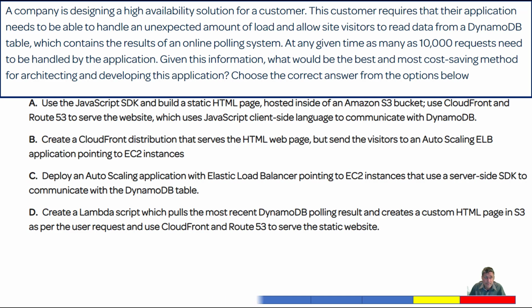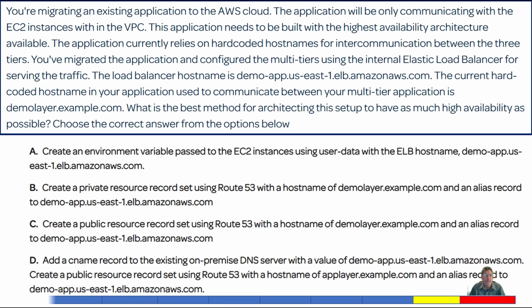Use JavaScript with static HTML inside of the S3 bucket. Use CloudFront and S3 to serve the website, and then JavaScript. Create CloudFront with HTML and use auto scaling EC2, and a Lambda script. So in this case, because the polling system would be a lot of static SQL, we're looking at A as being the answer. I think this is a hard one. It could have gone many ways.